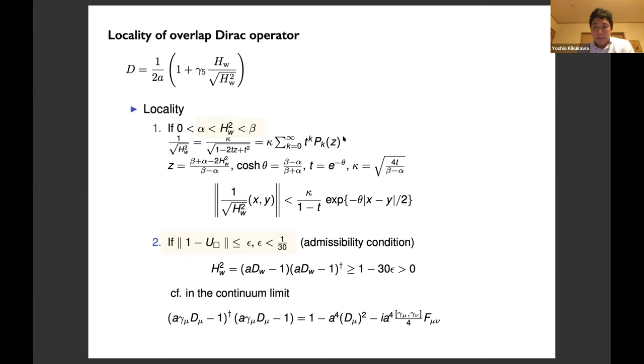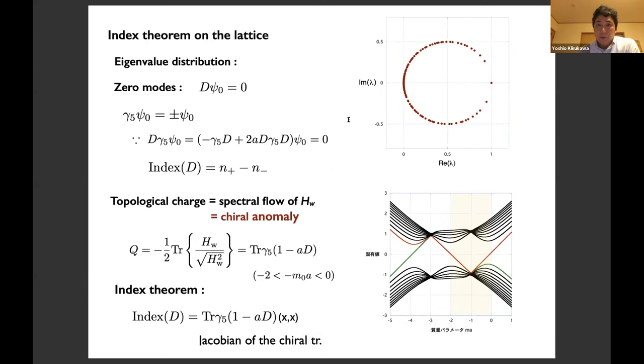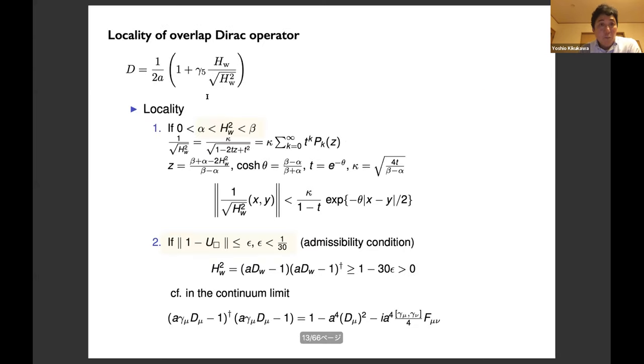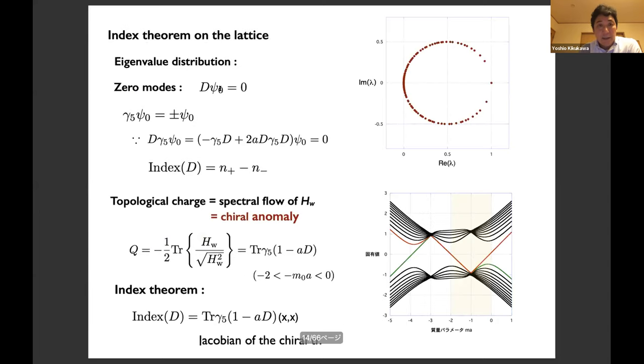The second comment about the overlap Dirac operator is the index theorem on the lattice. Okay, since the overlap Dirac operator looks like this, you can show that the eigenvalues of the Dirac operator are distributed on this kind of circle, which is tangent to the imaginary axis at zero. Okay, and then if you have a zero mode, a zero eigenvalue here, you can show that the chiral zero mode is actually chiral in the usual sense with the usual gamma 5.